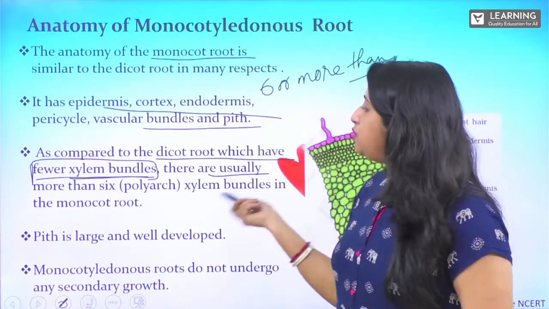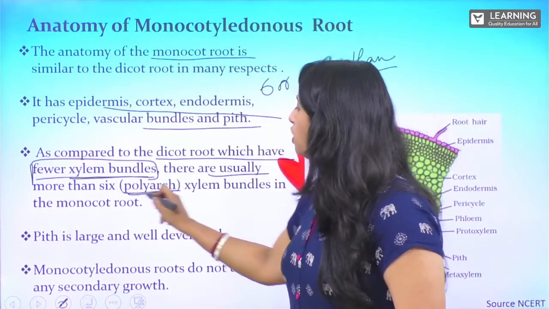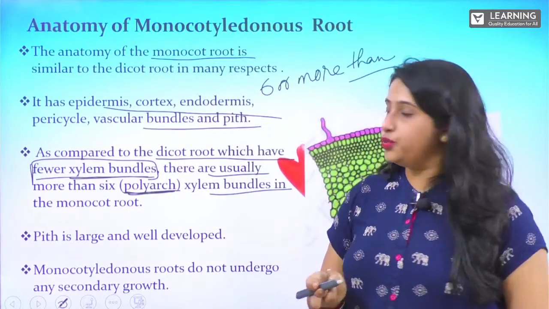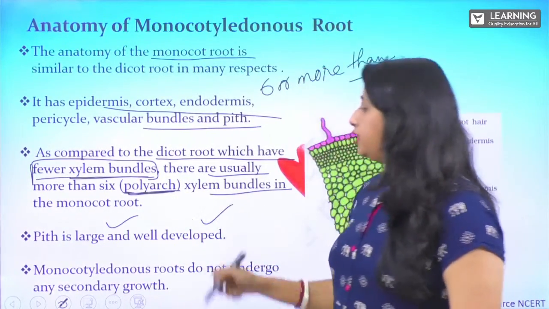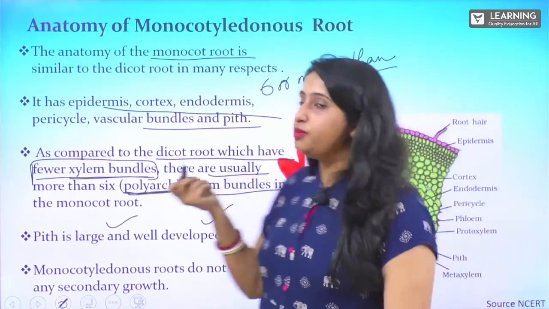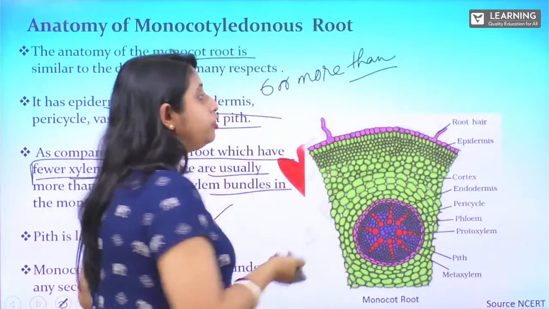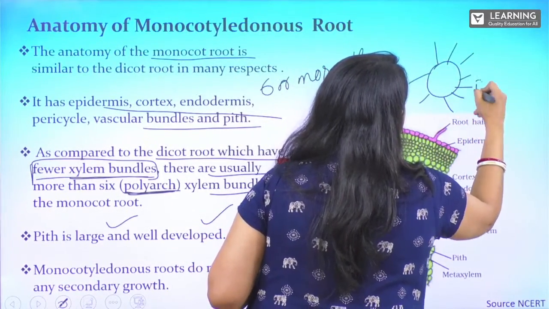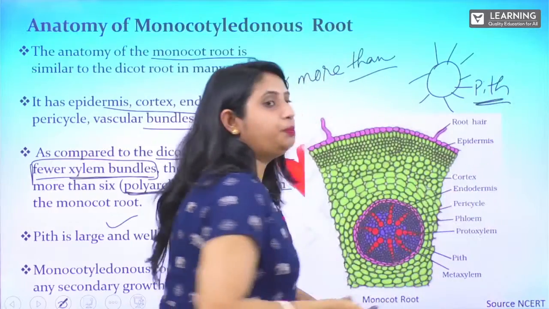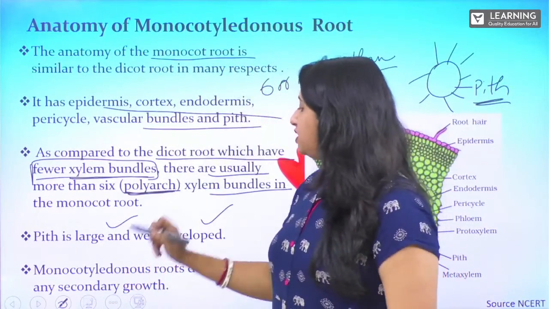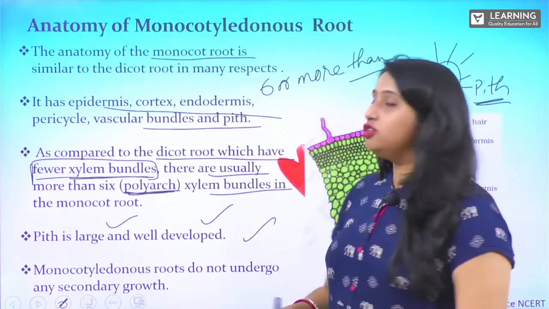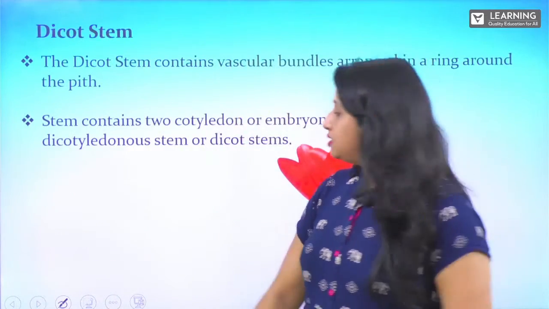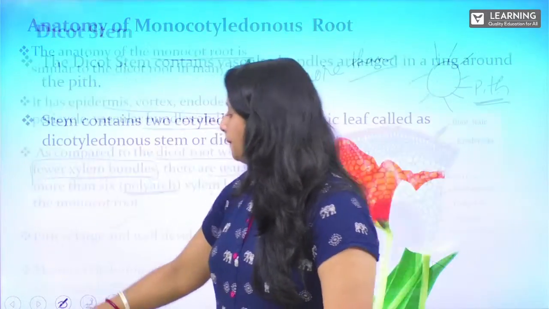So they are usually more than 6. We call it polyarch. Polyarch xylem bundles in the monocot root. So pith is large and well developed. As I have shown you how to remember it, like in the roots, you remember a big sun. That means the sun is nothing but your pith. That means the pith is large here. So pith is large and monocotyledonous roots do not undergo secondary growth, as I have already explained.